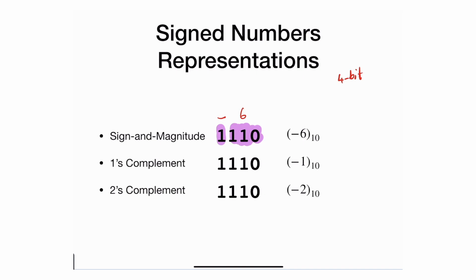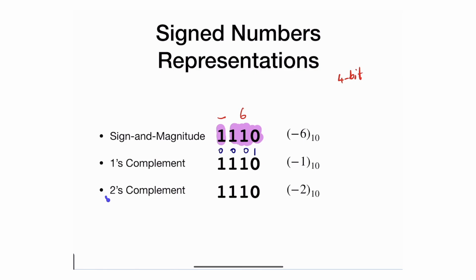How about the ones complement? Again, you take a look at the most significant bit, and it's a negative number. In order to know what number it is, all you have to do is take its ones complement. As you probably know, ones complement is just complementing every bit separately. That will be 1, 0, 0, 0, which is -1 in decimal.